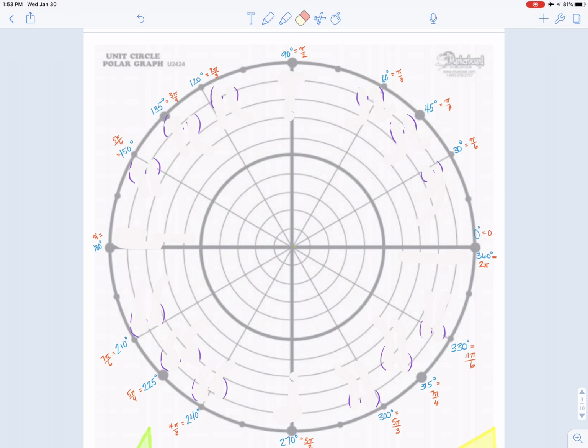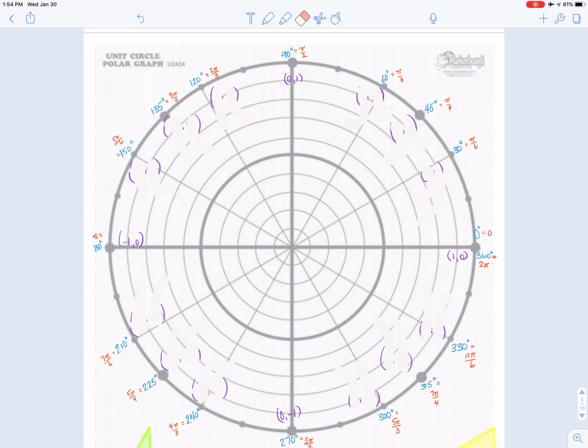So over here on the positive x axis over at 0 degrees or 360 degrees, I know that my coordinate is going to be 1, 0 because I'm going to the right one and up 0. Up at 90 degrees or pi over 2, that's going to be the coordinate 0, 1. At pi, this is going to be the coordinate negative 1, 0. And then down at 270 or 3 pi over 2, this is the coordinate 0, negative 1. So those are the 4 easy ones.